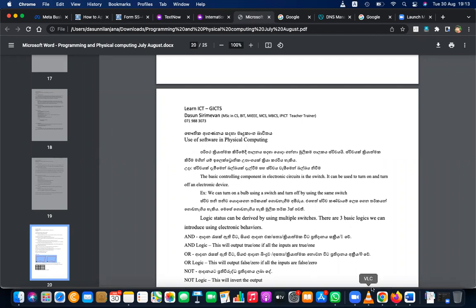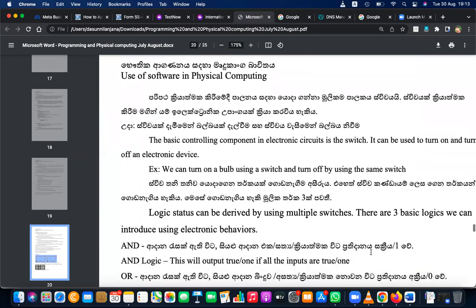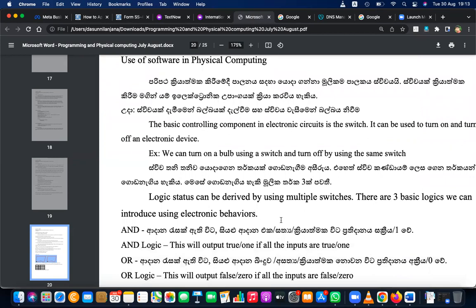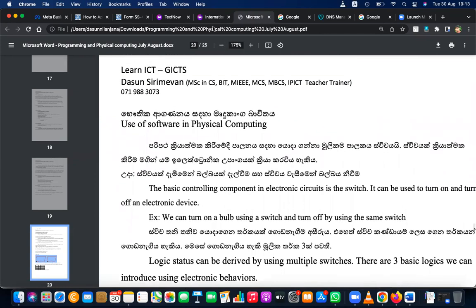Under physical computing, we have learned about three basic types of logic gates: AND gate, OR gate, and NOT gate. Can anyone remember what is the logic related to AND gate? Both inputs should be one. In order to produce output one, both or all inputs should be one.